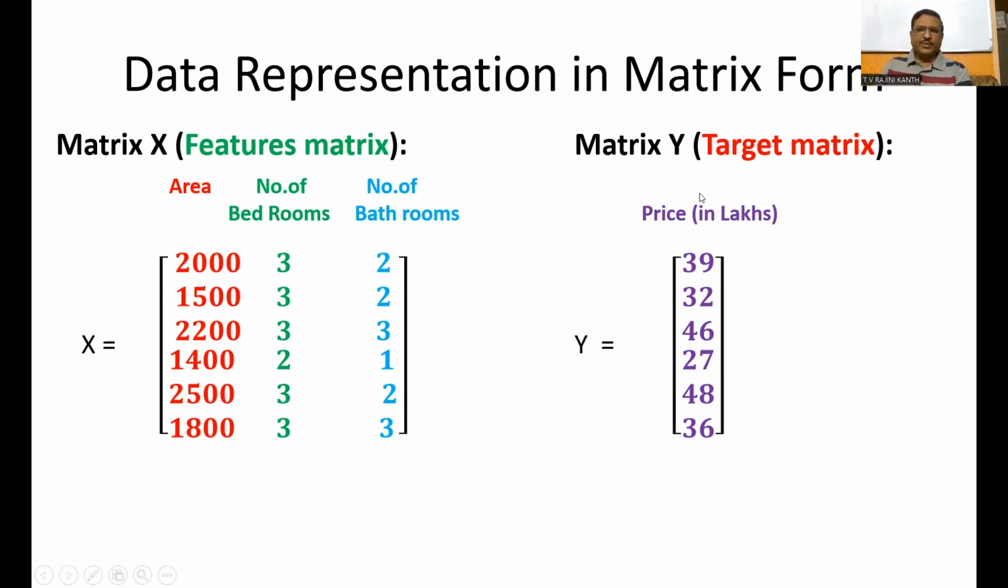Now we are looking into the target matrix, where we have the price for these data points. So for a new house, we need to predict the price of the house. This is called the target matrix. This is called the feature matrix. So this is how a matrix representation comes into the picture.